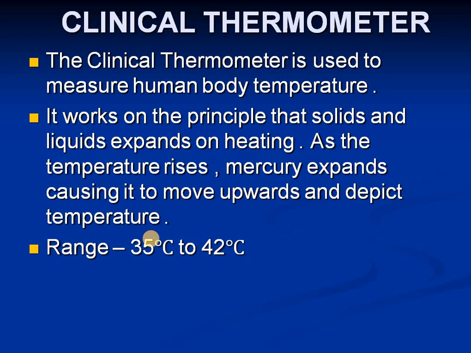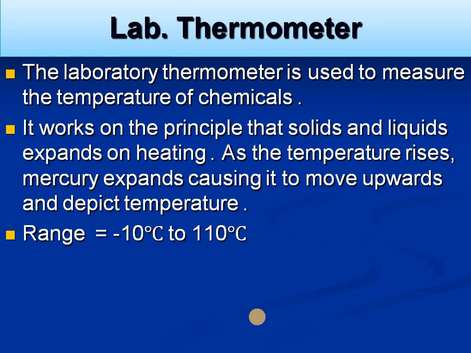Mercury expands, and it rises or falls with respect to the temperature. So it rises up when we bring it near a hot object, and by this we come to know the temperature of that object. The range of a clinical thermometer falls between 35 degrees centigrade and 42 degrees centigrade. Now let's see the laboratory thermometer.